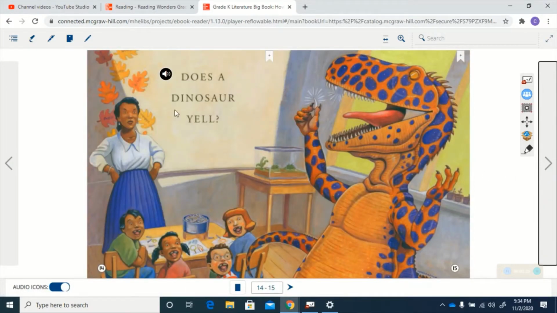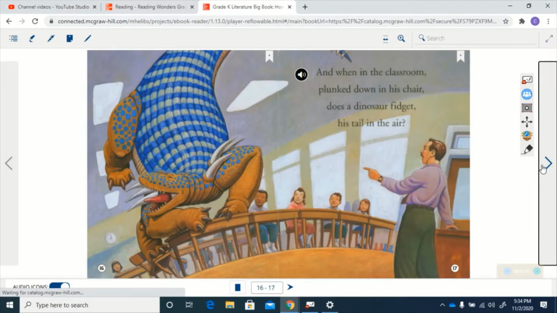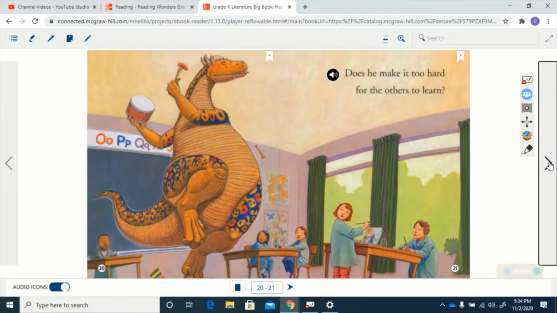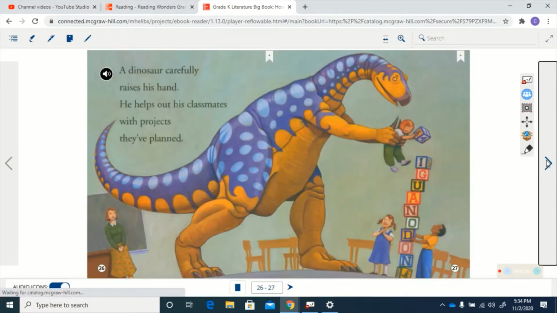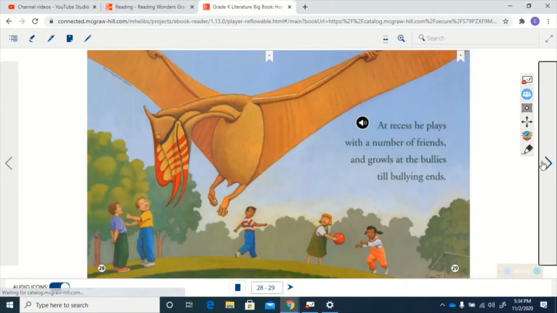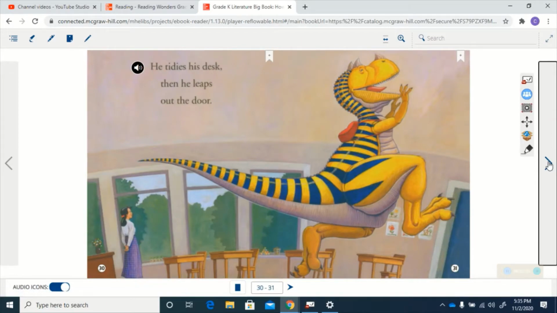What's he doing here? It's kind of hard to tell, but he's yelling. Does a dinosaur yell? He is yelling. That is an action word. Here it says, does he stir up a classroom by making a noise? Making a noise is an action, isn't it? What's he doing in this picture? He is flying. Flying is an action word. Someone's moving, someone's doing something.